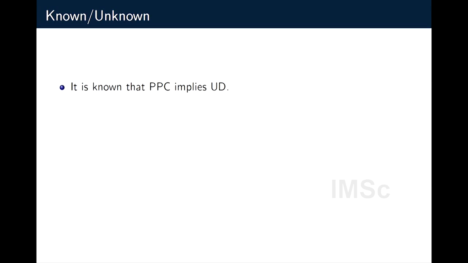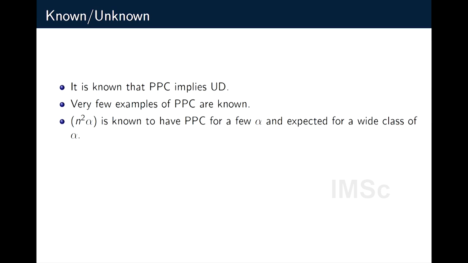And all sequences which have PPC are uniformly distributed. It's much finer. And very few explicit examples are known actually. For example, the sequence n alpha, which is uniformly distributed for every irrational alpha, is never PPC for any alpha. That's known. The sequence n square alpha is supposed to have PPC for almost every alpha under very mild conditions on alpha, but even in that case, very few examples have actually been proved.